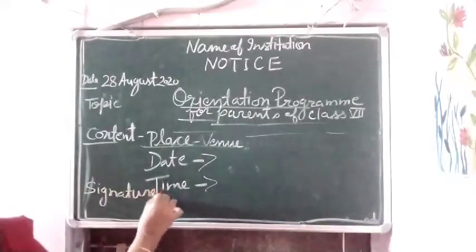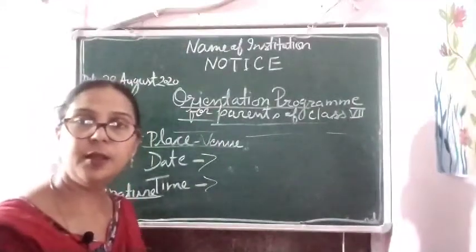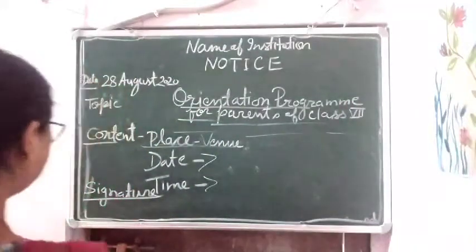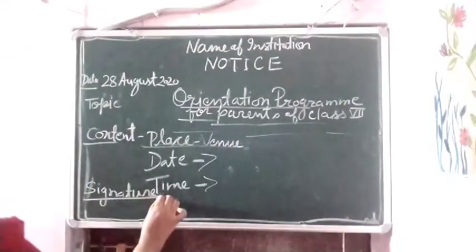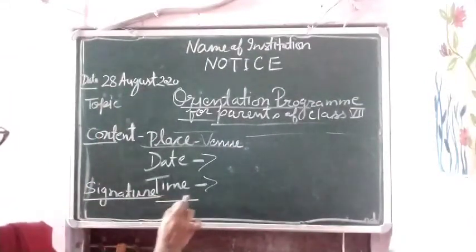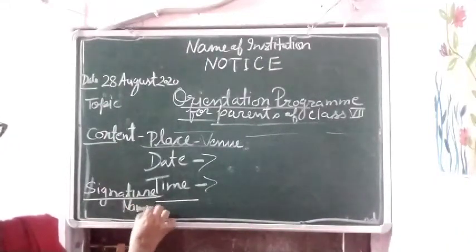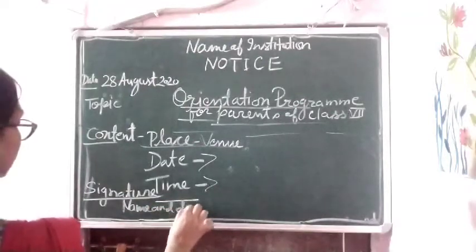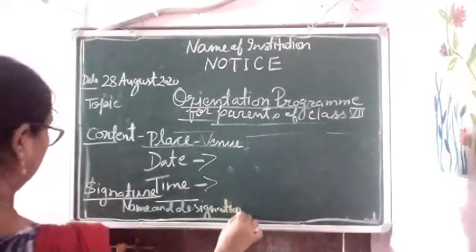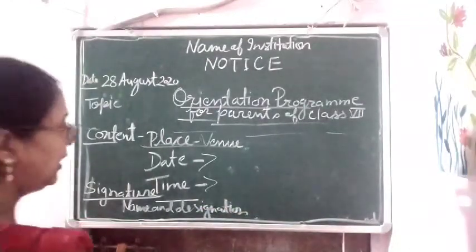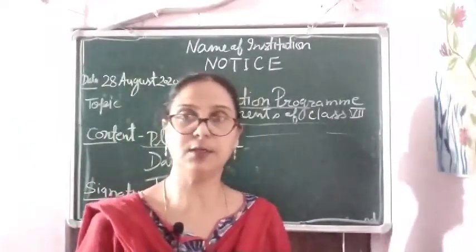Who is the organizer? Who is organizing this orientation program? That you are going to write over here. So the organizer's name and designation. First of all, the signature should be there. You will write your initial, then name and designation. So this way you will write a notice in a proper way.